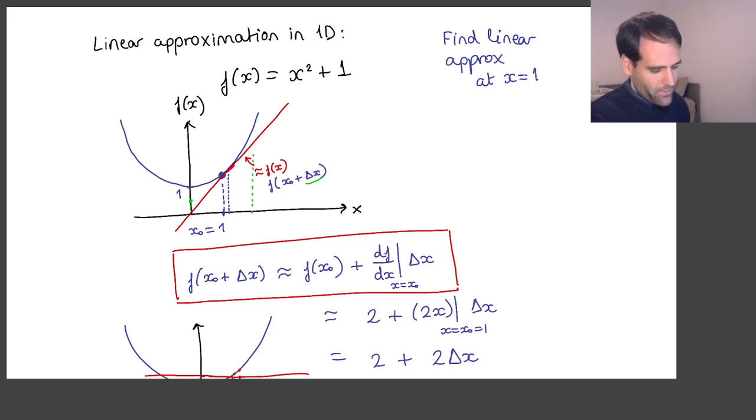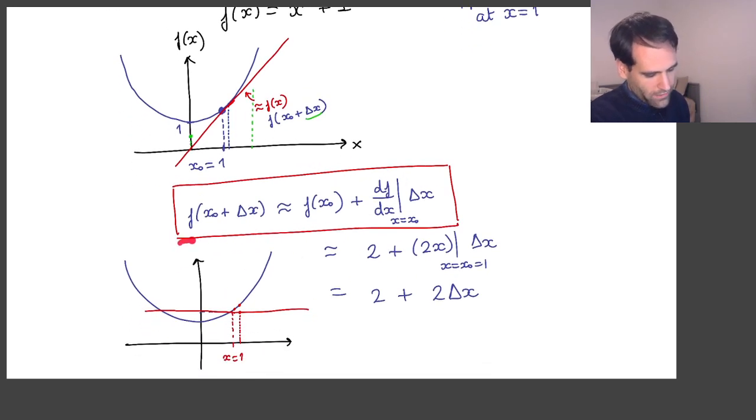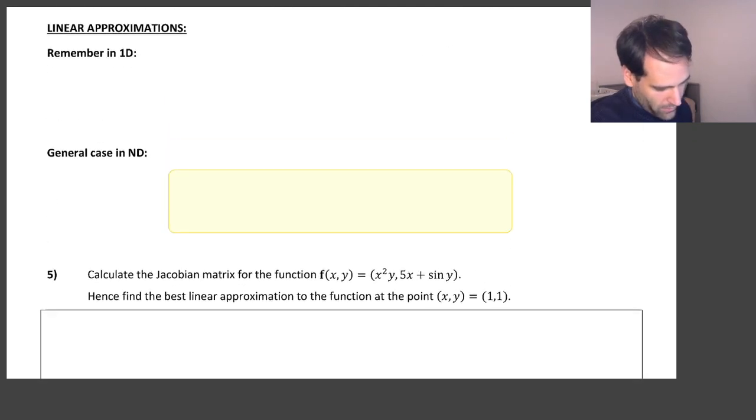So I have refreshed for you how to find the linear approximation of a function using the Taylor expansion up to the first term, or in other words, using the derivative of a function. That's how you find the linear approximation in one dimension. Okay, so now I'm going to do it in the general case of n dimensions, and in this case this derivative will become the Jacobian matrix.